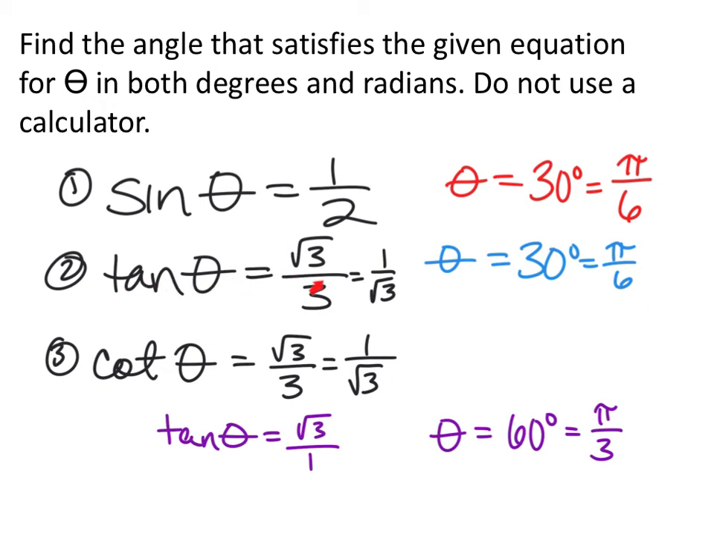If tangent of theta is equal to square root of 3 over 3, we rationalize that denominator to get 1 over square root of 3 to help us with the finger trick. We would know that's 30 degrees as well. And cotangent of square root of 3 over 3, which is, again, unrationalized, 1 over square root of 3. But remember, cotangent is just the inverse of tangent. So really, it's like asking tangent of theta equal to the reciprocal. Flip that over. And that's in my table. And so I know that theta is 60, or pi over 3.